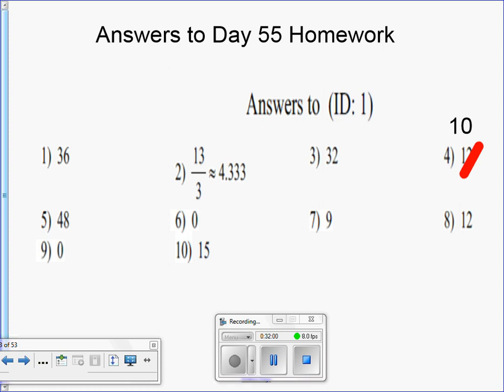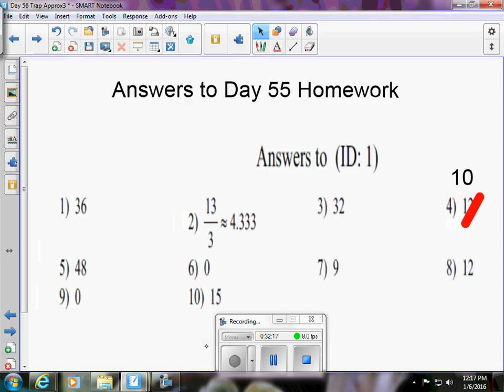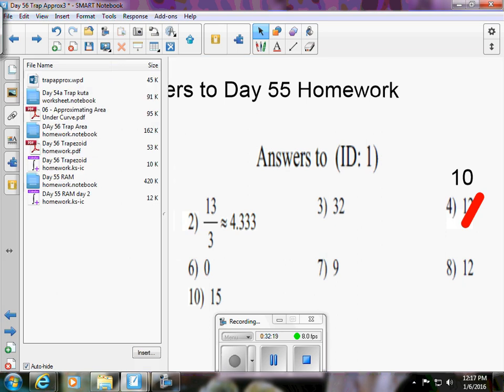Which ones will we go over tomorrow? I want you to look at this and tell me which ones you're having trouble with. 5, 7, 8. Let me just look at one of those. I just want to see if I can do it.